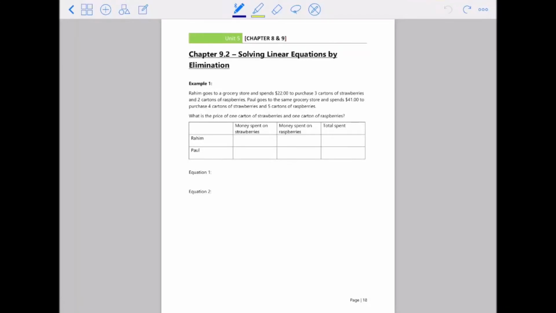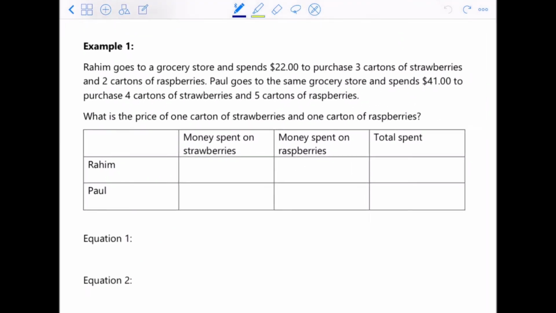Hi there. Let's go over chapter 9.2, solving linear equations by elimination. Example 1.